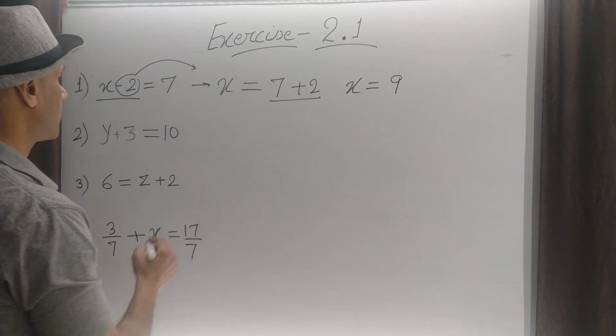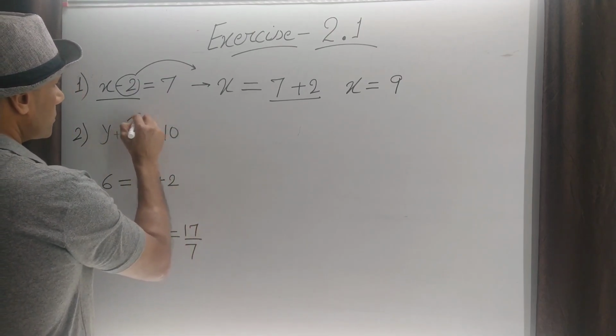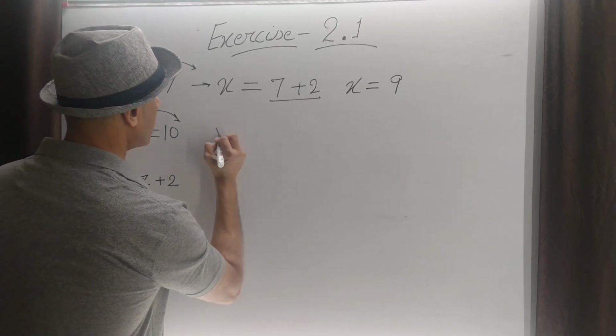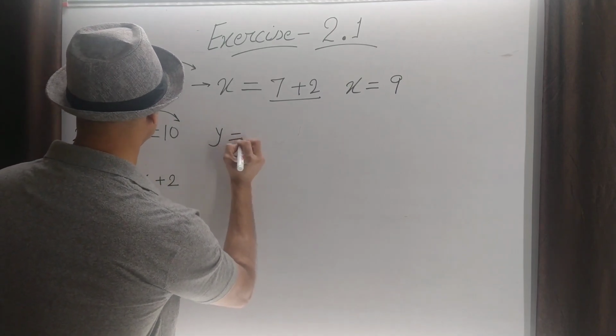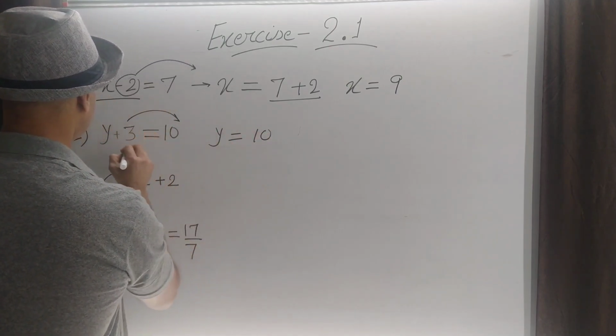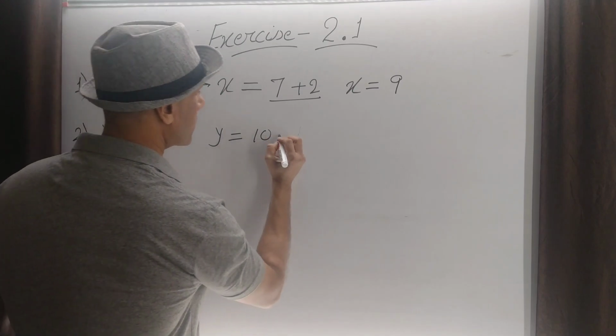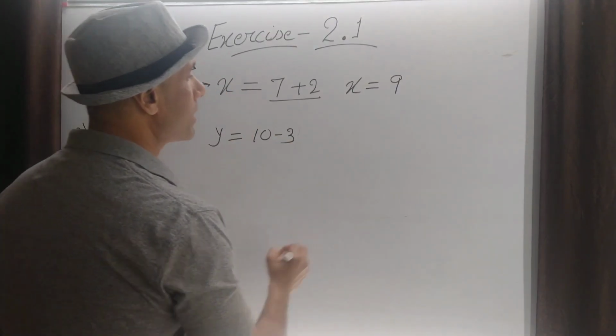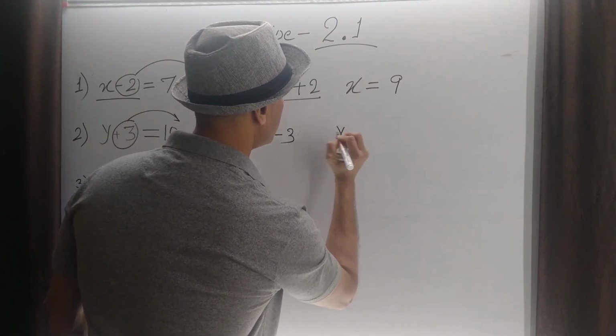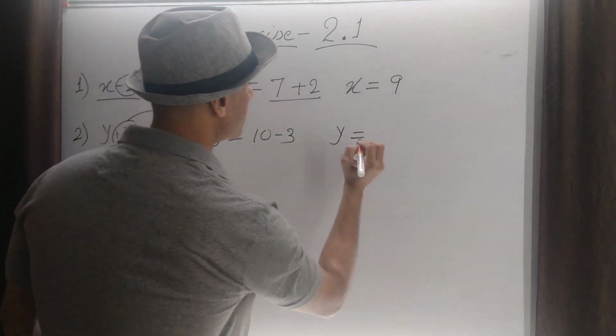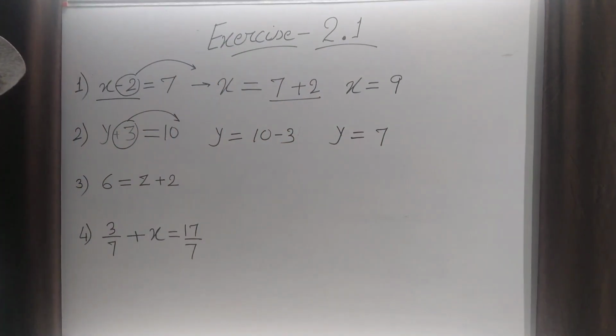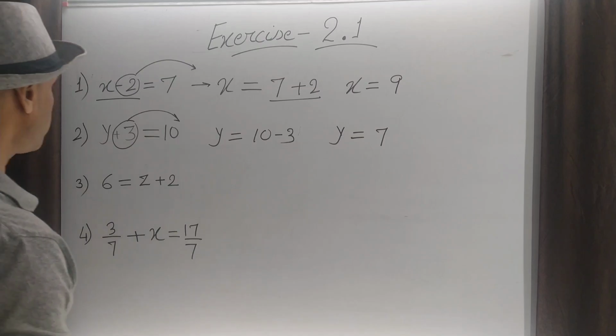Moving on to the next question. Here also we'll transpose this to this side. So we'll write this equation as y is equal to 10 plus 3 here will become minus 3 here, and we will get value of the variable y is equal to 10 minus 3, that is 7. Clear?